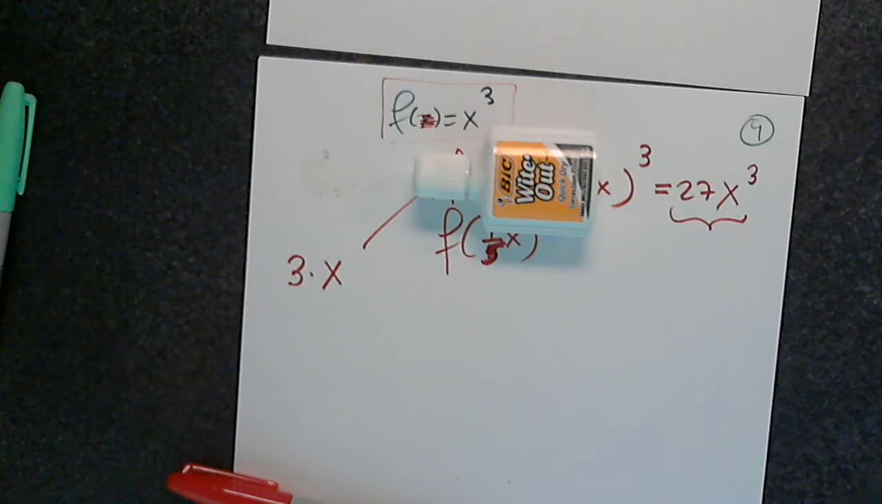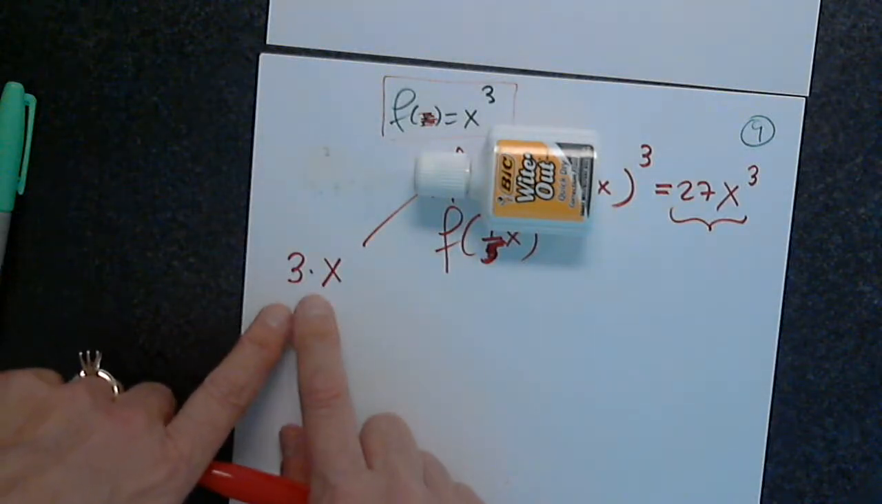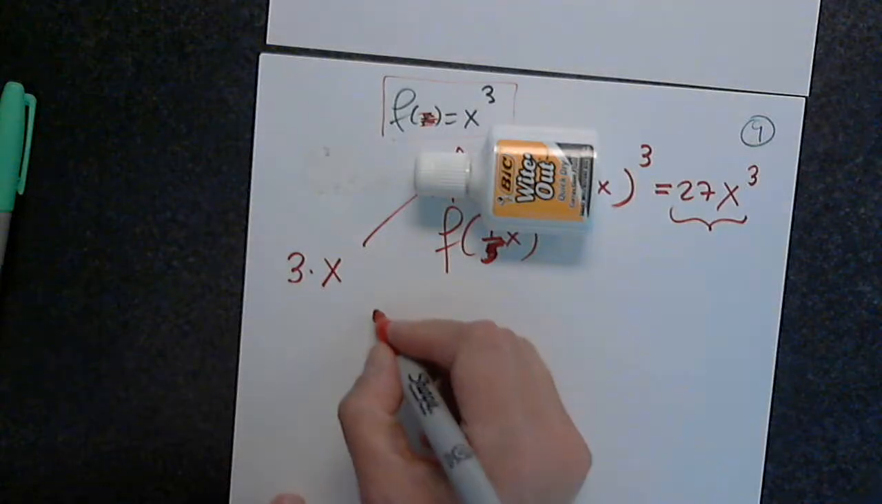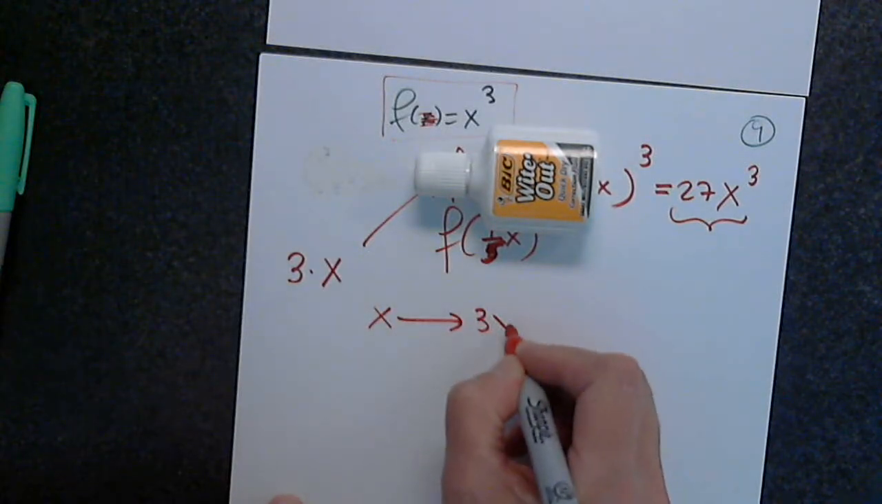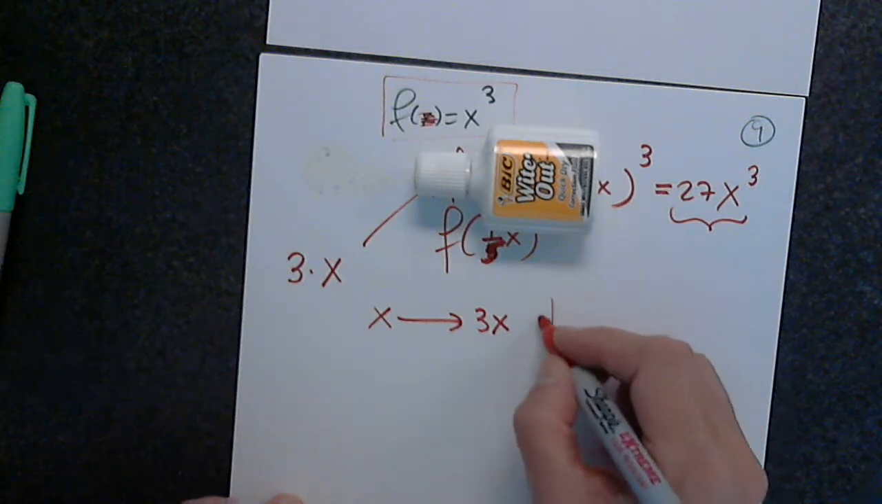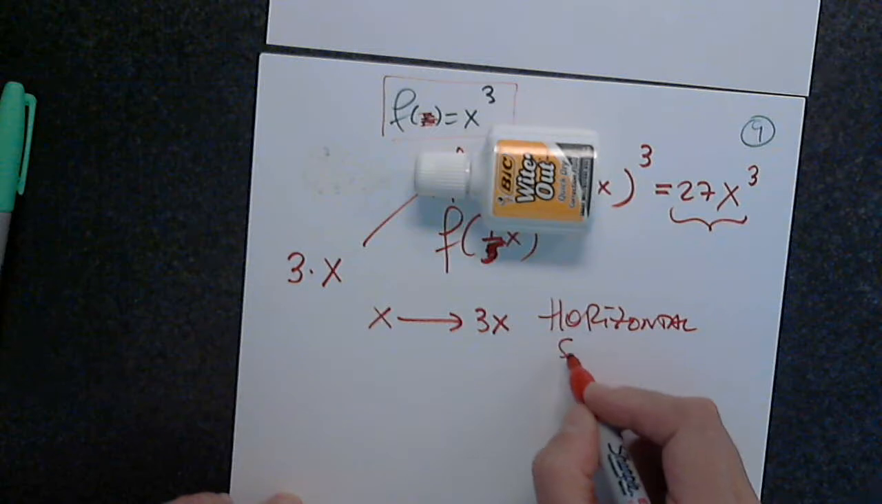Yes, it shrinks the graph horizontally. So that's what I said. This is exactly the opposite of what you expect. So changing x into 3 times x shrinks the graph horizontally. Horizontal shrinking.